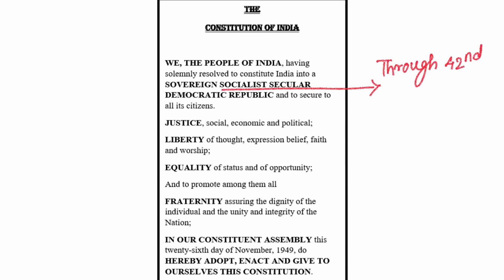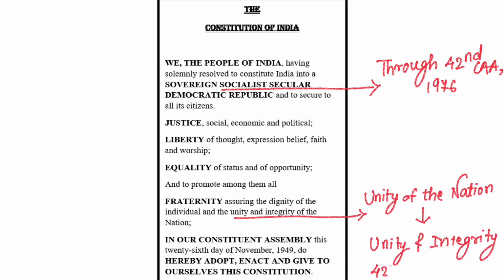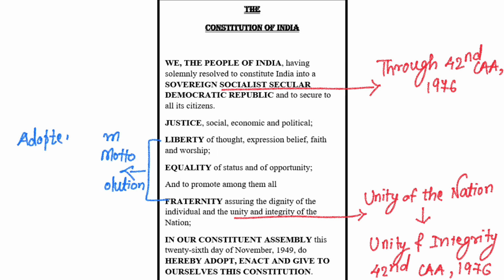The terms socialist and secular were added through the 42nd Constitutional Amendment Act of 1976. Also, instead of unity of the nation, it became unity and integrity of the nation; the word integrity was also added through the 42nd Constitutional Amendment Act. The terms liberty, equality, fraternity are adopted from the French motto of the French Revolution. So these are the important facts.